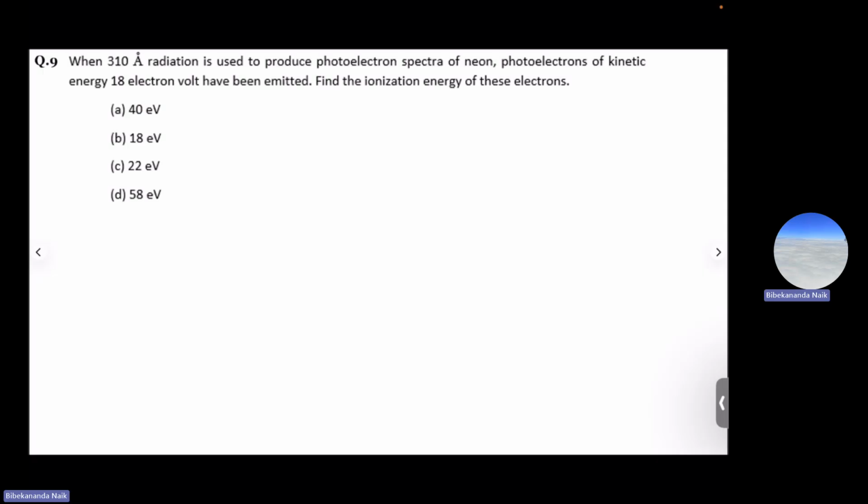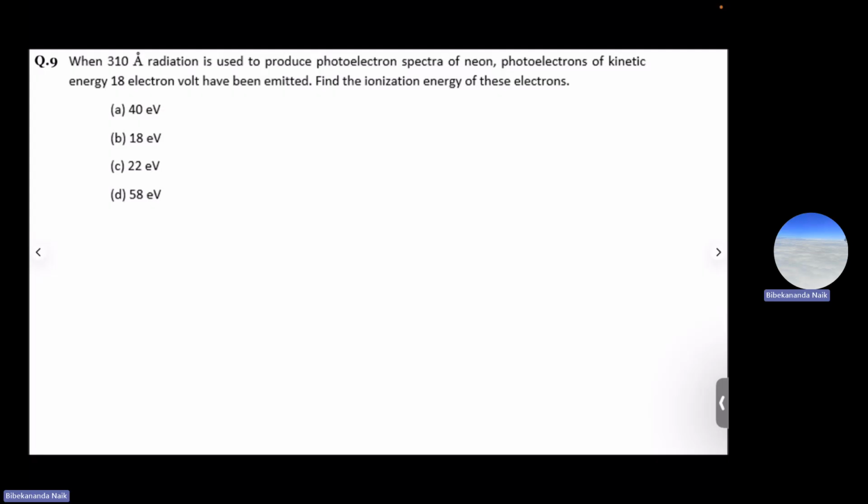Now I move to question number 9. Question number 9 says, when 310 Angstrom radiation is used to produce photoelectron spectra of neon, photoelectrons of kinetic energy 18 electron volt have been emitted. Find the ionization energy of these electrons. Option A 40 electron volt, option B 18 electron volt, option C 22 electron volt, or option D 58 electron volt.